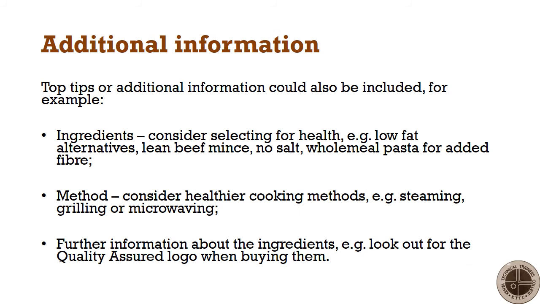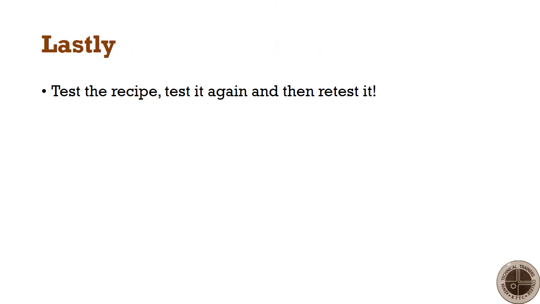There is additional information that we also need to consider. Ingredients. Consider selecting for health. You can go for low-fat alternatives, lean beef mince, no salt, whole meal pasta for added fiber. Also look at the method. Consider healthier cooking methods, for example, steaming, grilling, or microwaving. You can also talk about the ingredients. You can look out for the quality assured logo when buying them. Lastly, test the recipe, test it again, and then retest it.